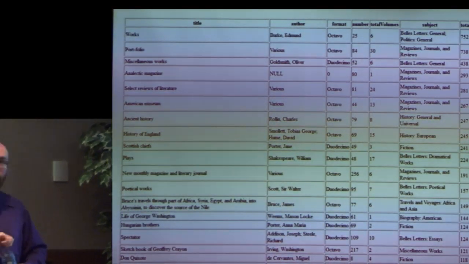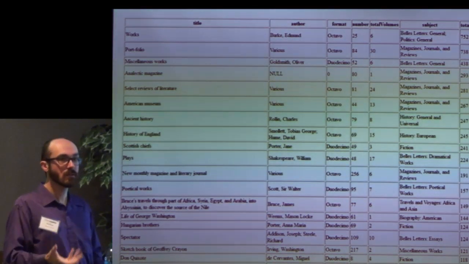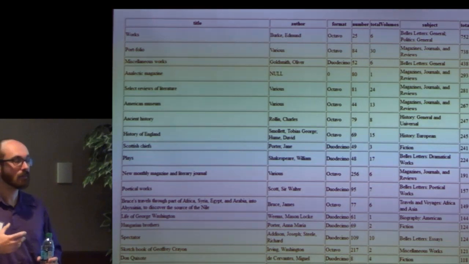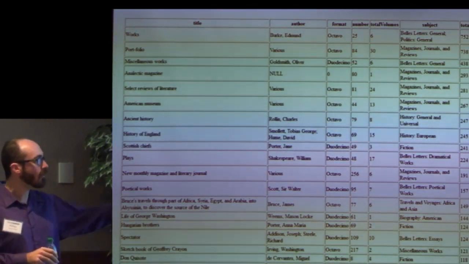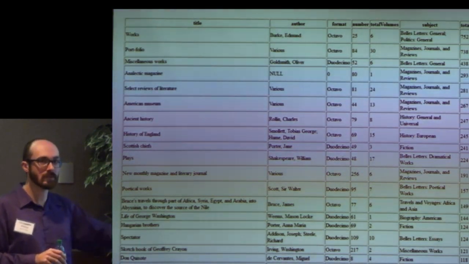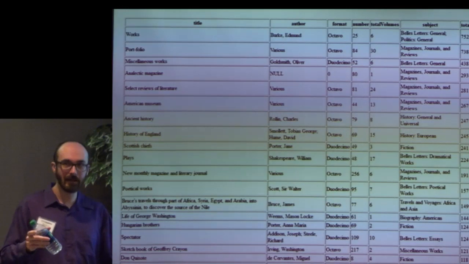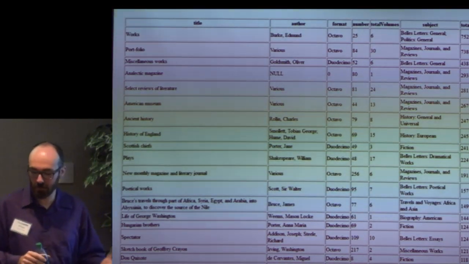So what I want to conclude with is to ask you, what are the next questions here? What do we need to ask to go beyond this point? What this is counting is every time a volume associated with a title is taken out. So big sets are going to get bigger play. One of the reasons why periodicals show up so much. So I'm interested in that.